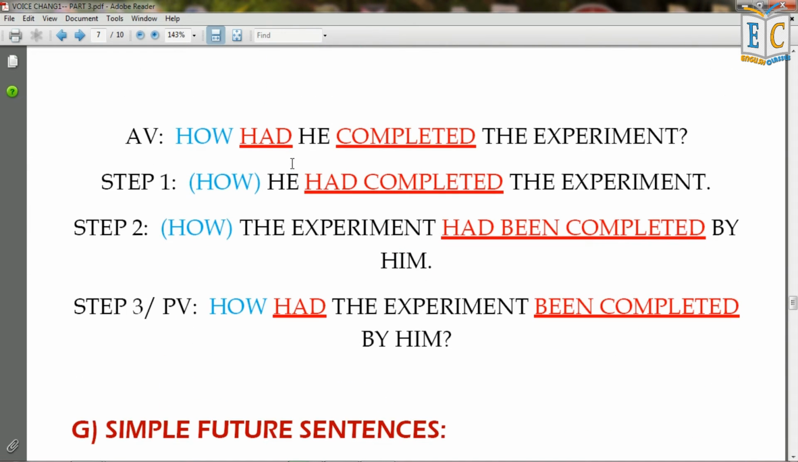In active voice, how had he completed the experiment? In step 1, it becomes he had completed the experiment. In step 2, it becomes the experiment had been completed by him. In step 3, or the passive voice form, it becomes how had the experiment been completed by him. Here, how is constant.